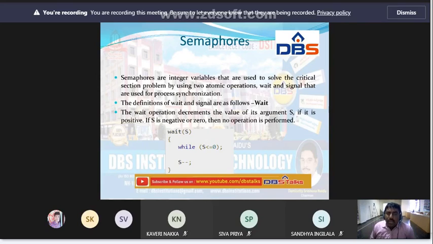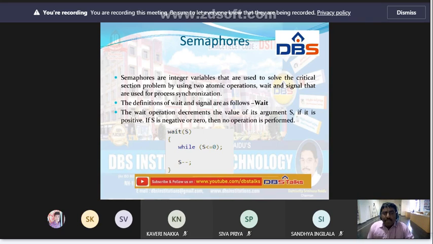See here, we are going to use two atomic operations. First one is wait and signal. See what is meant by wait. The wait operation decrements the value of its argument. Decrement means generally we are going to use S--, and we are going to represent this one as minus minus.